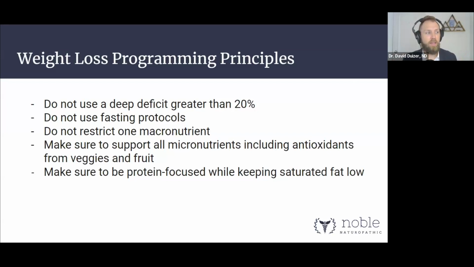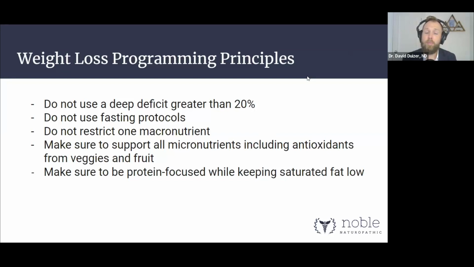So if they're coming in thinking their metabolism is low already, I don't think fasting protocols are the way to go. I think metabolism support, eating every few hours, protein focused, training every second day, these are the things that would be helpful. Don't restrict one macronutrient unless a person has a clinical need to do so.